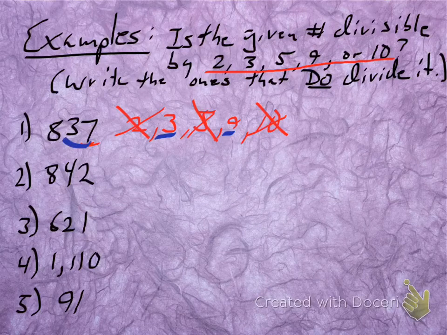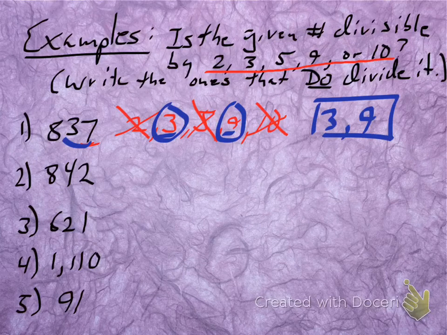Well, if I start at the back, what's 3 plus 7? 10 plus 8 is 18. And 18 is divisible by both 3 and 9, so that would be my answer. I would just write down 3, 9, and those are the numbers of my list, 2, 3, 5, 9, and 10, that work, that go into it.